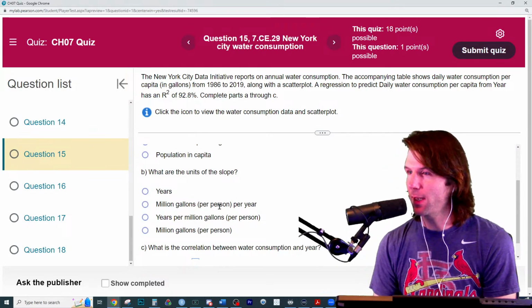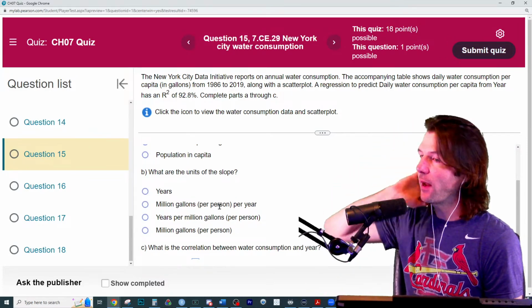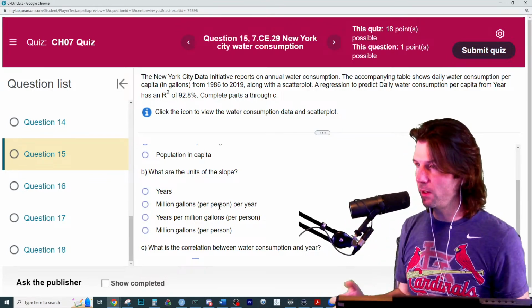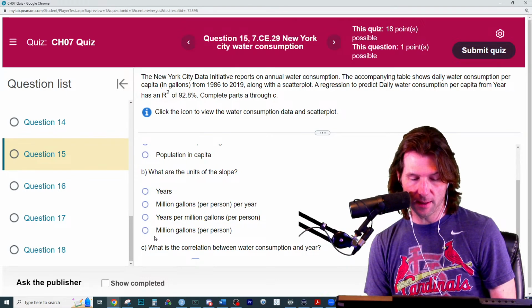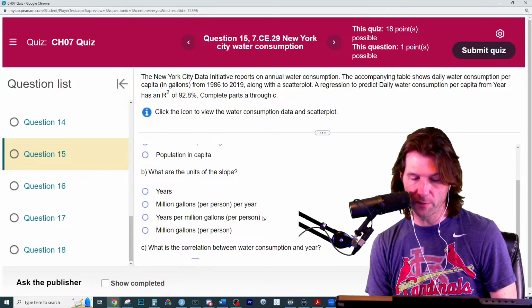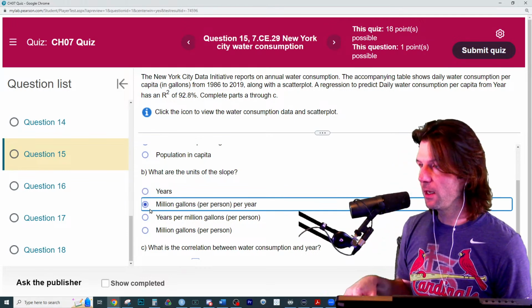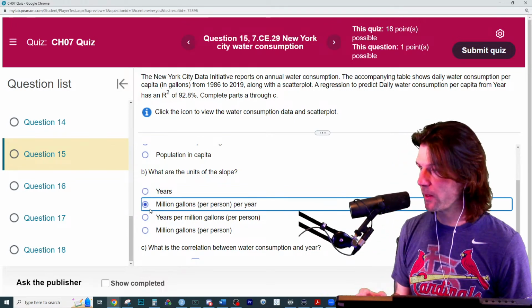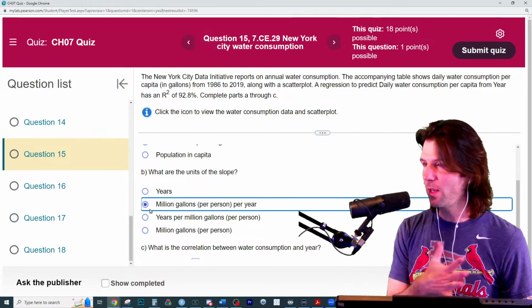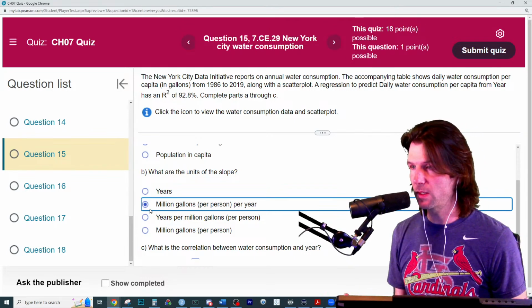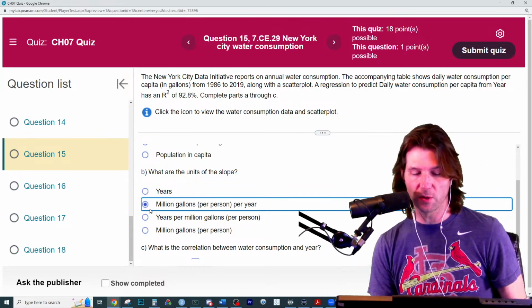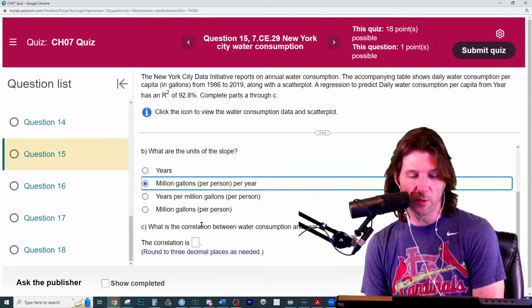What are the units of the slope? I got this one wrong one time, so I can't get it wrong again. For each one difference in year, we expect millions of gallons to increase by this. So it's going to be years per millions of gallons per person. Such a weird way of phrasing it. Yeah, millions of gallons per person per year. So it's like each additional year, we expect the millions of gallons to change by this amount. That sounds most accurate. The way they phrase it is just weird, because we should be saying, for each additional year, we expect the millions of gallons of water consumption to increase or decrease by this amount.